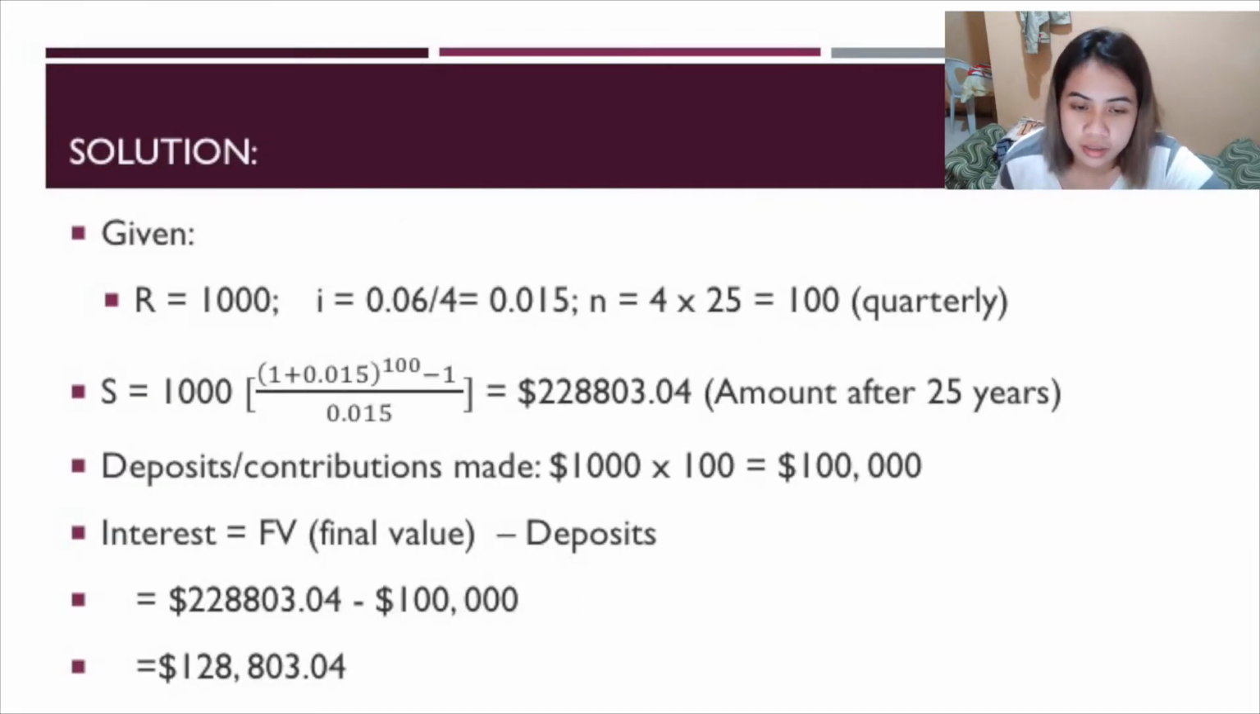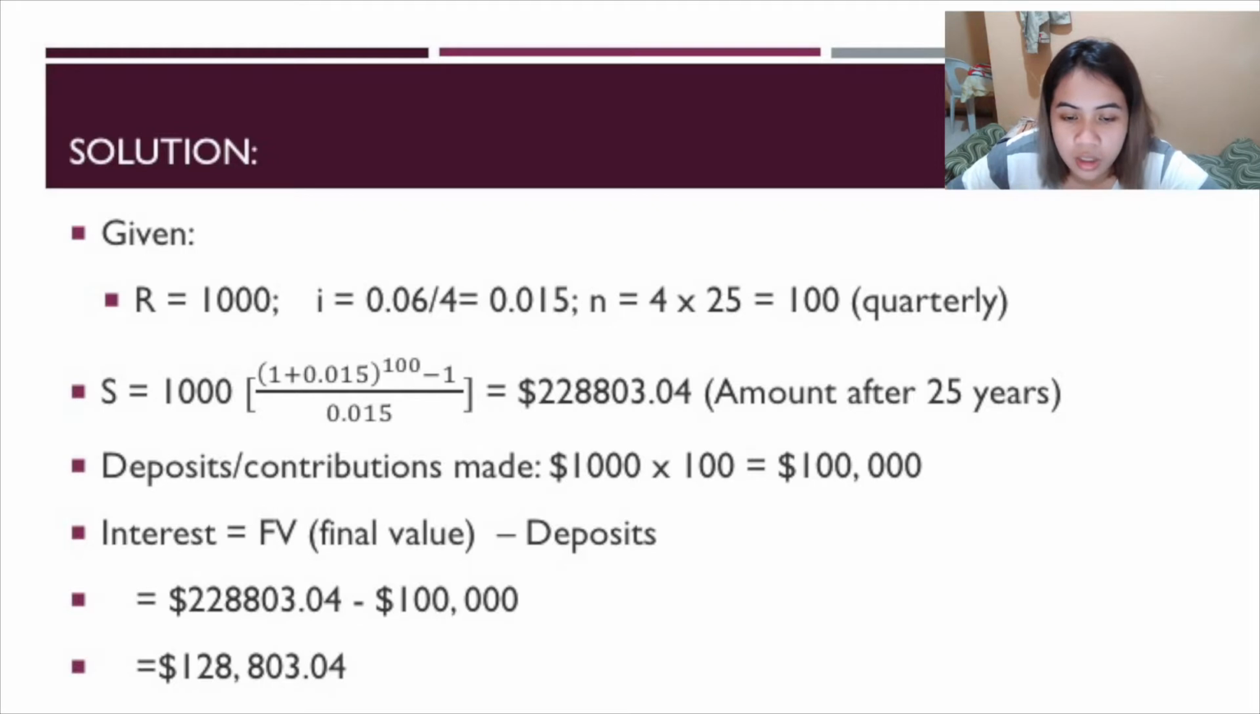So the given, as stated in the problem: R is 1,000, i is 0.06 over 4, which equals 0.015, and n is 4 times 25 as it is quarterly, so it equals 100. We will just substitute that into our formula. S = 1,000[(1 + 0.015)^100 − 1]/0.015, which equals $228,803.04. It is the amount after 25 years.